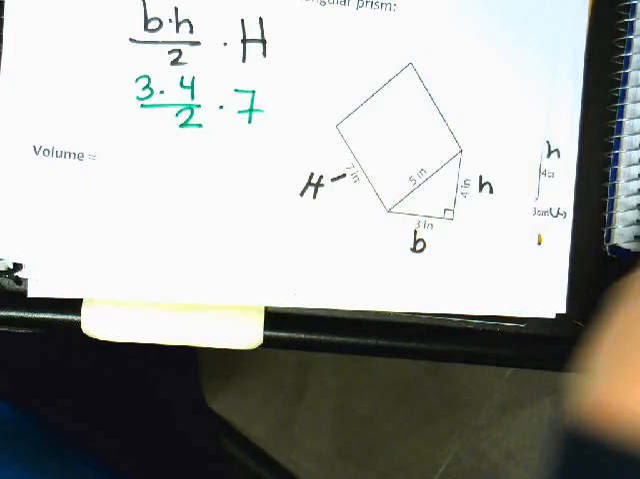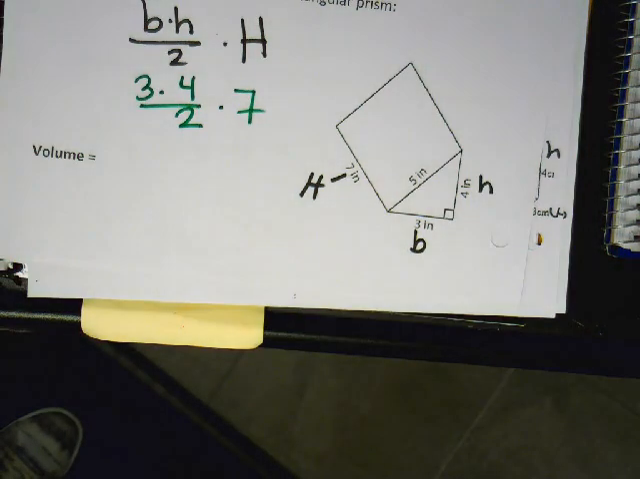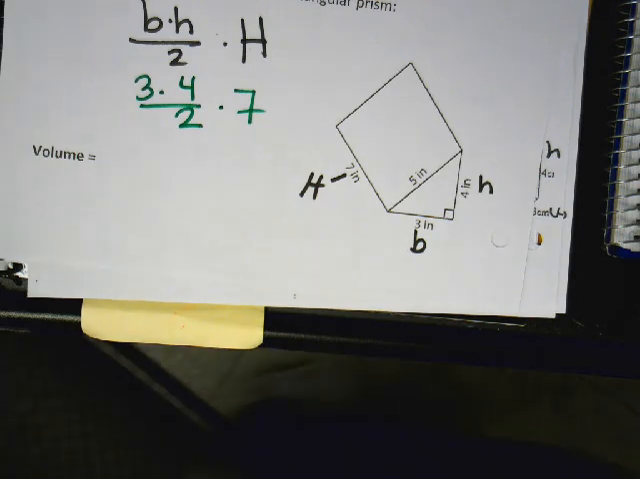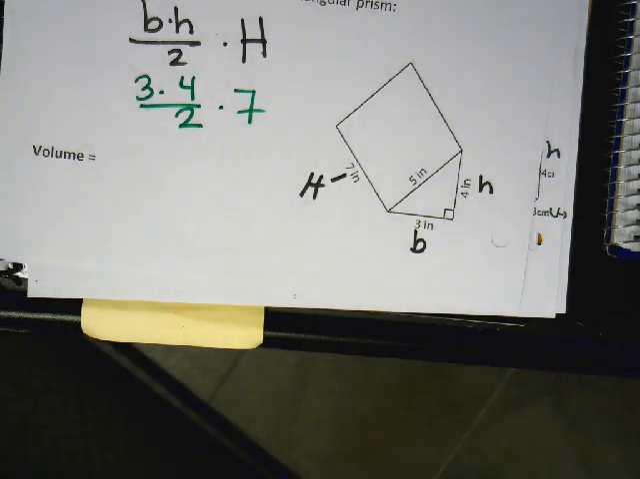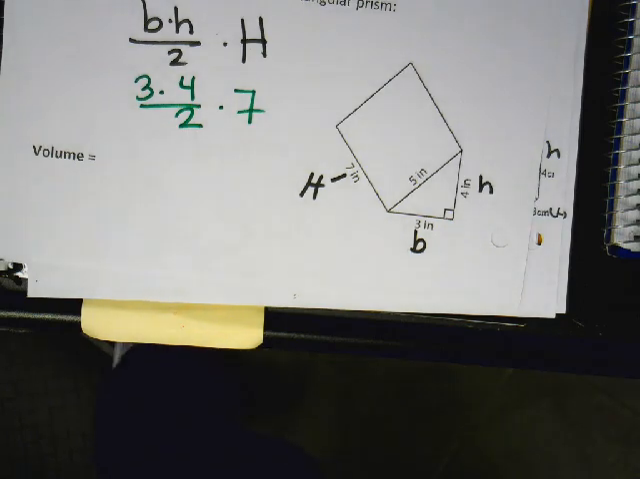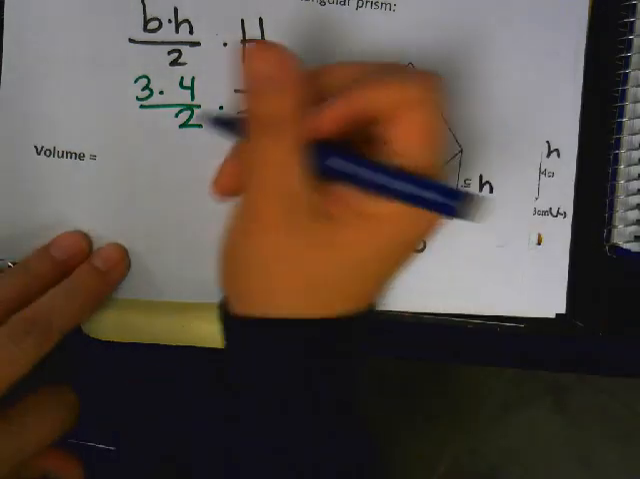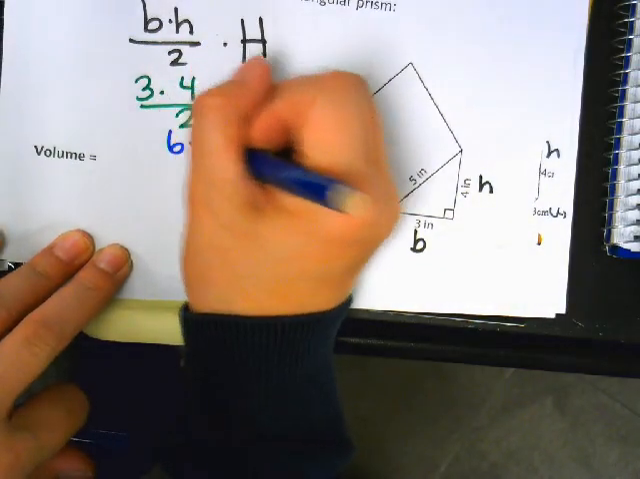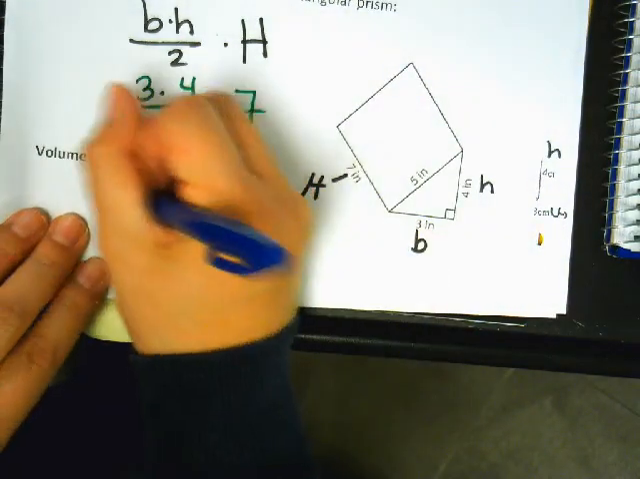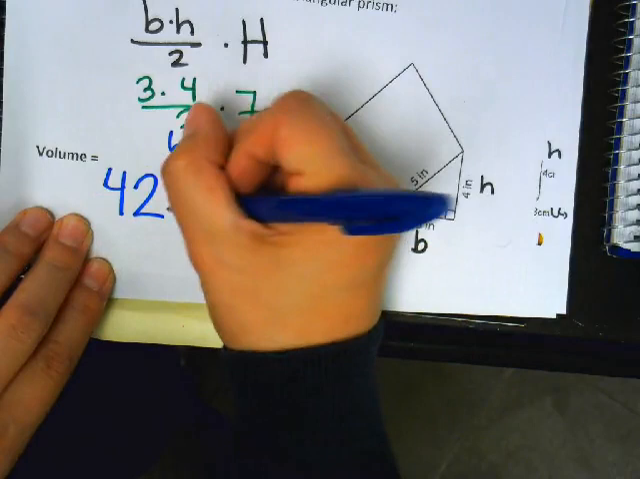All right, so we plug in our numbers. We go, what's my base? What's my height? What's my big height? Okay, now let's do the math right here. What's 3 times 4? 12, divided by 2, times 7? 42. So good. So this is 6 times 7. What's 6 times 7? 42. Inches.